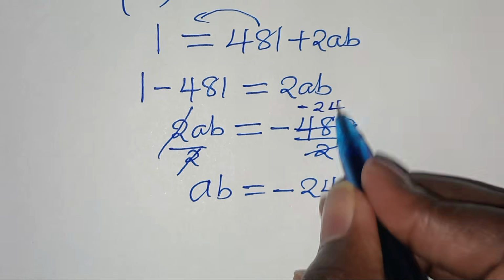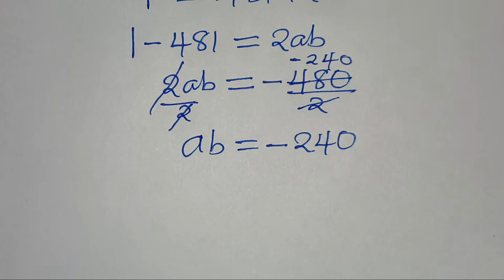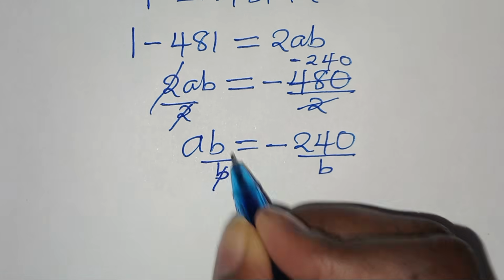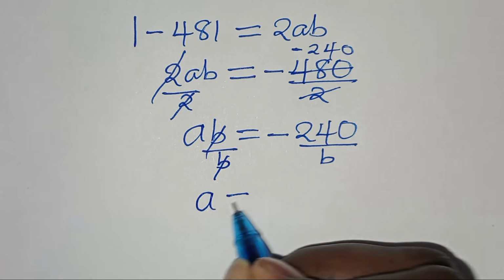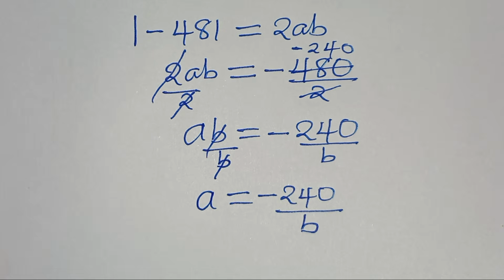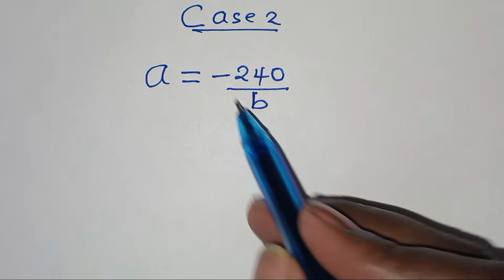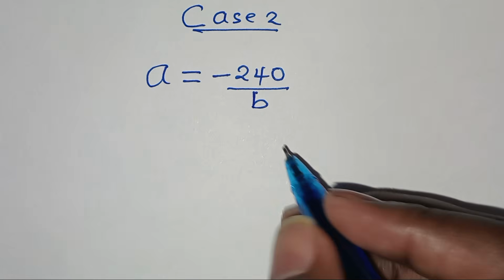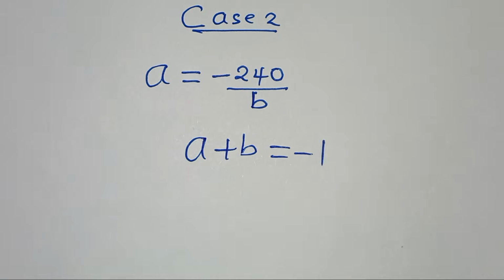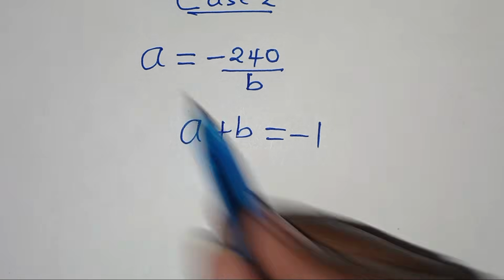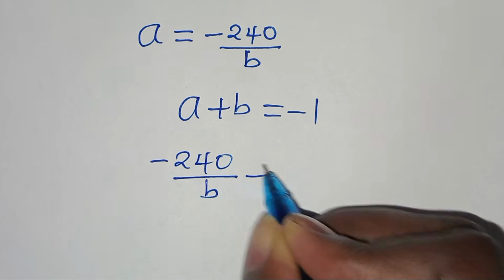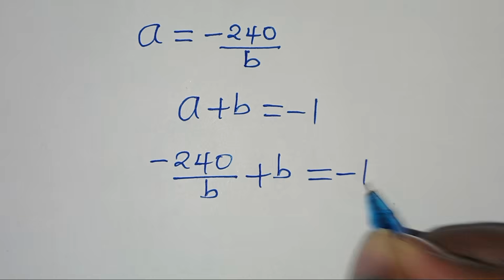This is minus 240. Now, the next step is to make a the subject of the formula. So let's divide both sides by b. And this means that a is equal to minus 240 divided by b. Now we have that a is equal to minus 240 over b, and from equation 5, a plus b is equal to minus 1. So let's substitute the value of a. So this is minus 240 divided by b plus b, which is equal to minus 1.